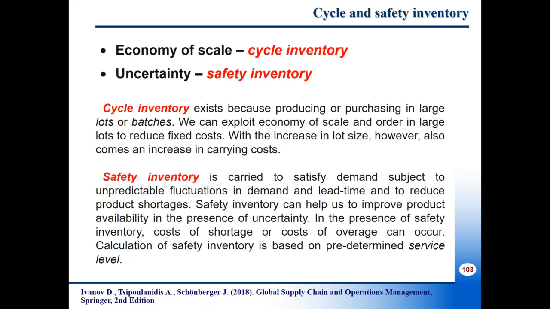Second is safety inventory. It is carried to satisfy demand subject to unpredictable fluctuation in demand and lead time and to reduce product shortages. Safety inventory can help us to improve product availability in the presence of uncertainty. In the presence of safety inventory, cost of shortage or cost of overage can occur. Calculation of safety inventory is based on a predetermined service level.